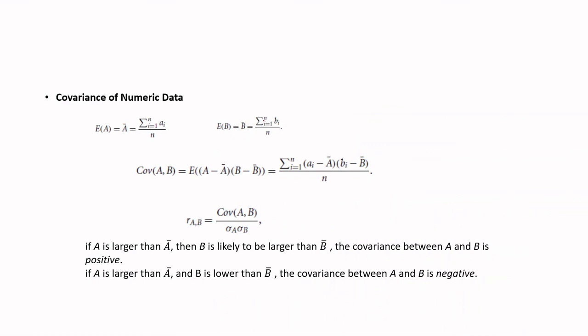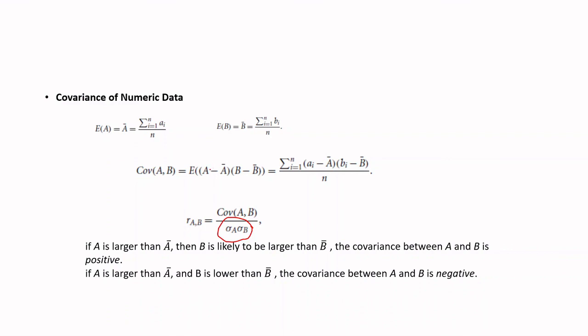covariance. Covariance is also related. In covariance we do the same thing, but the only difference is you don't divide by the standard deviation. We divided by the standard deviation because we wanted to normalize it to -1 to +1.